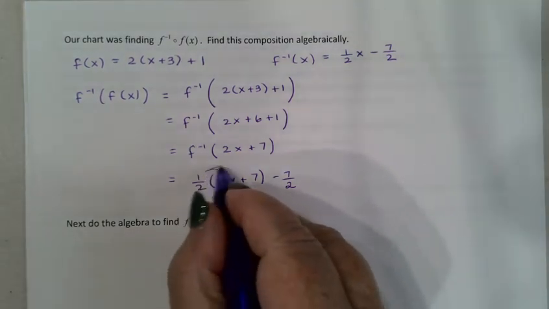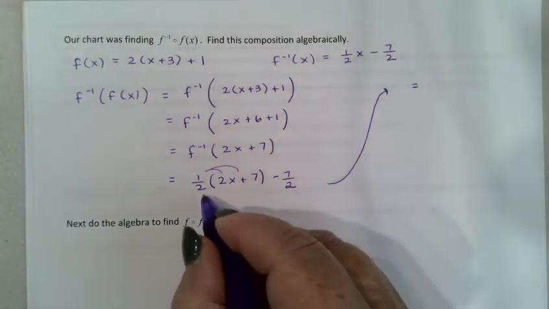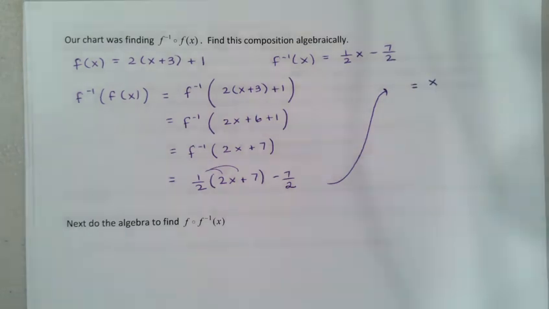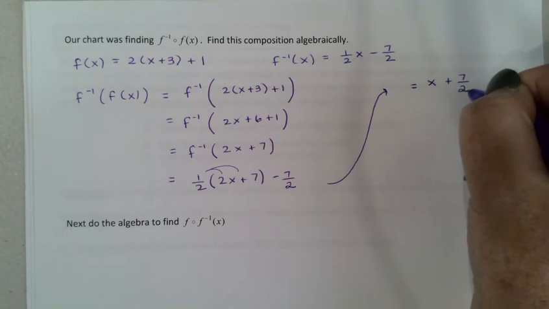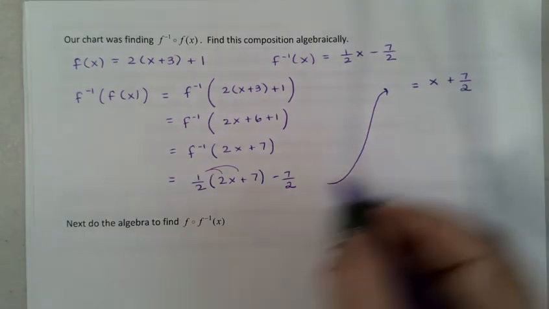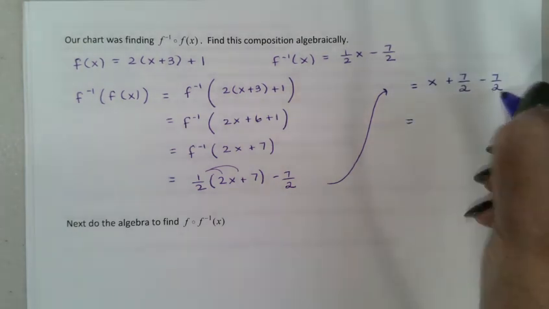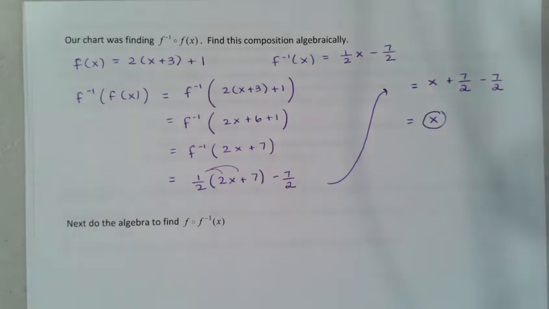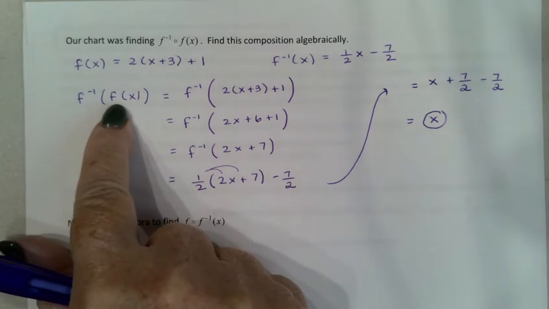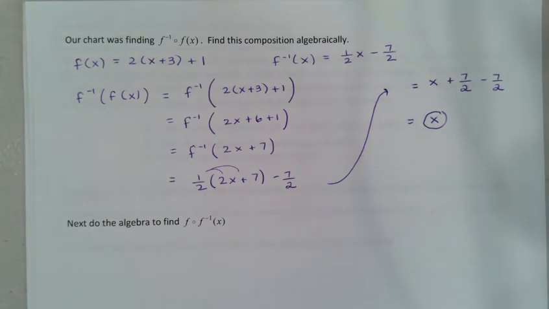I'm going to distribute the 1 half. So let's see, 1 half times 2x would just be 1x. 1 half times 7 would be a positive 7 halves. And then I have a negative 7 halves out here. Positive 7 halves and negative 7 halves, that's just 0. So indeed, as predicted, we just get x, right? Started with x, I do something, I undo it, I get x back again.